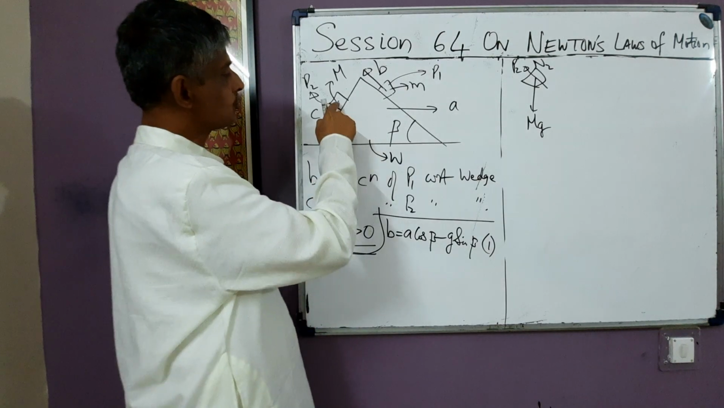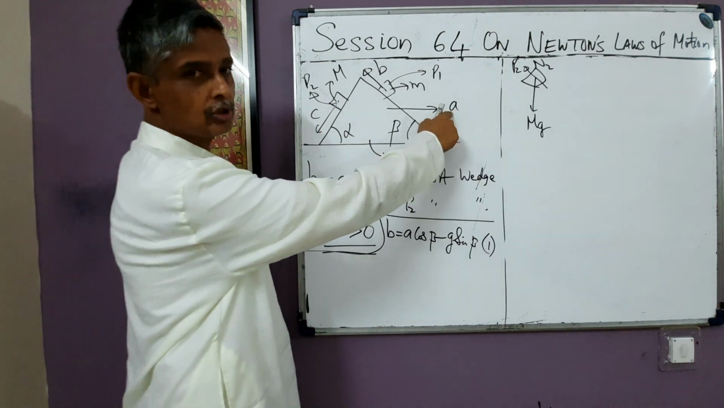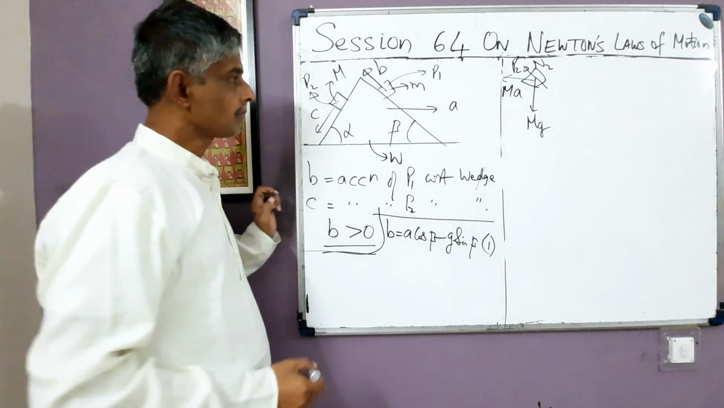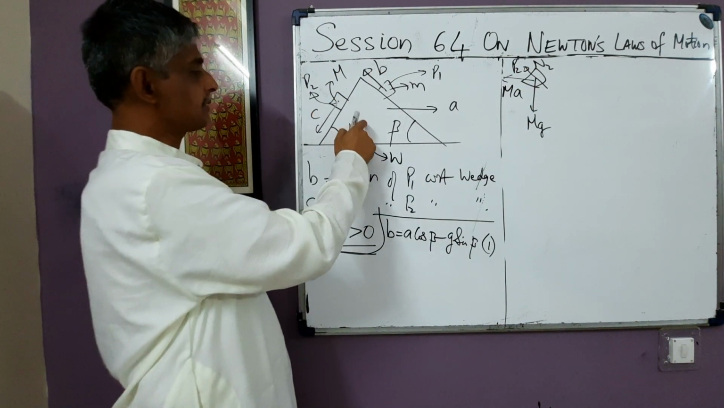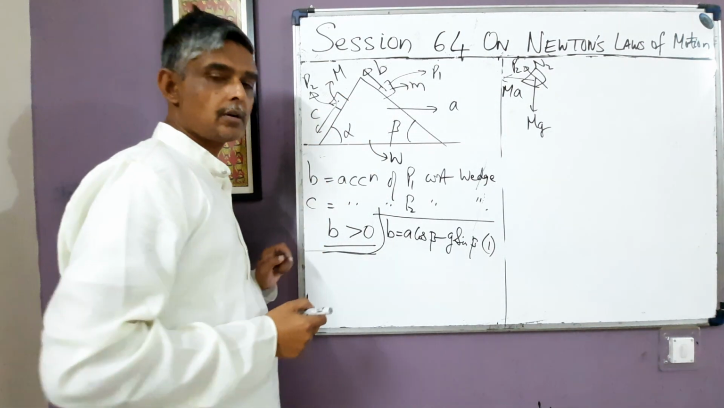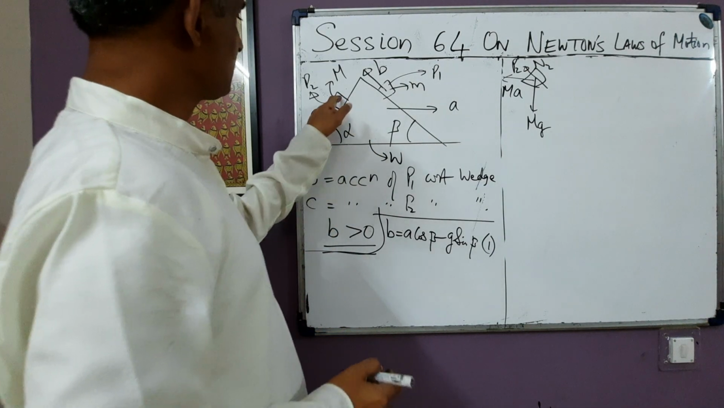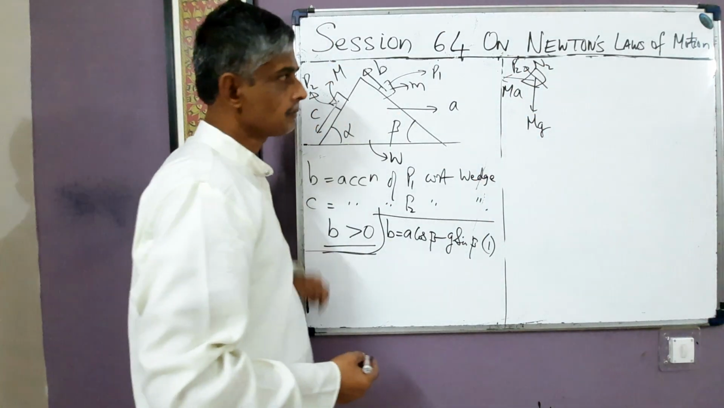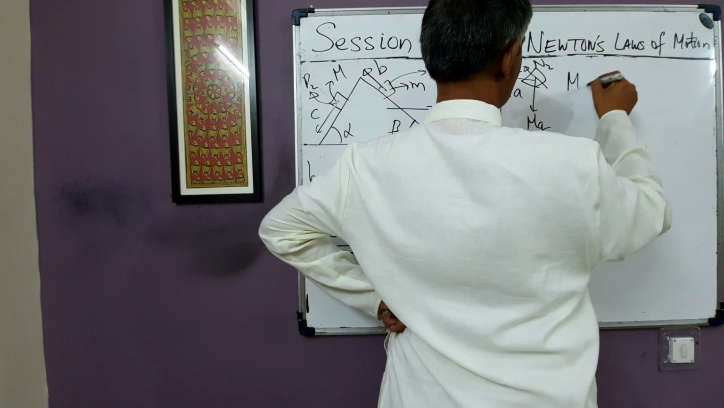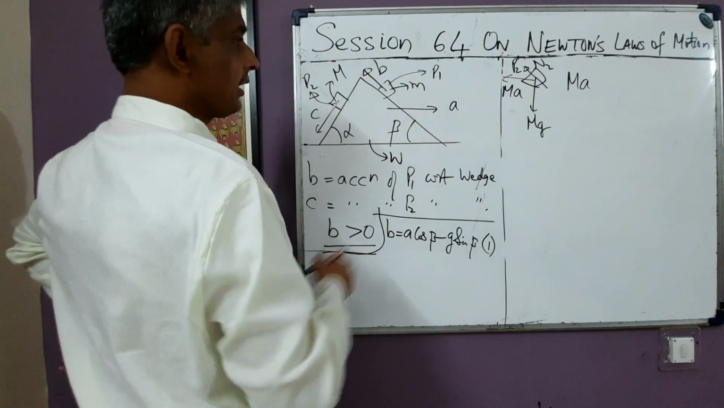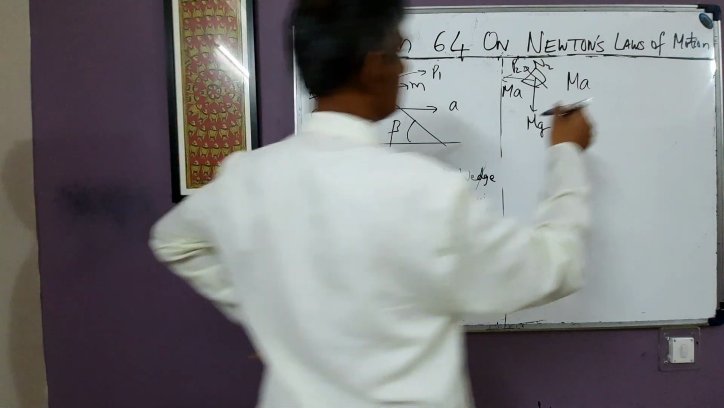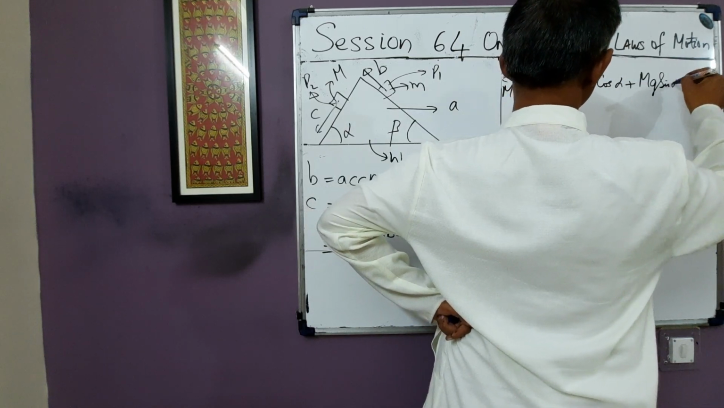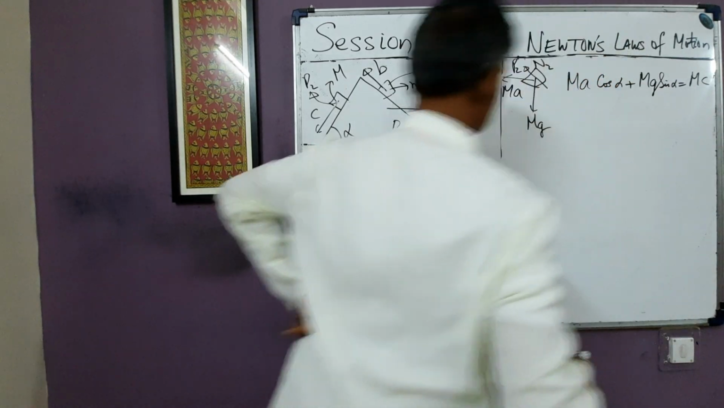So as seen from wedge, a pseudo force will act on this P2, opposite to A. Its magnitude will be m times A. Now apply Newton's second law to P2 with respect to wedge down the incline. N2 will have no component in this direction, only these two forces will have the component. So it will be mA cos alpha plus mg sin alpha is equal to mc.